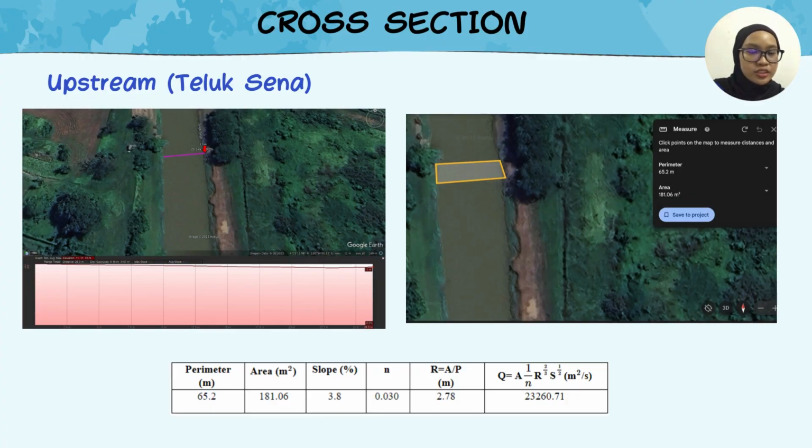Next is the cross-section for upstream in Teluk Sena. The first picture is the cross-section and elevation profile, and the second picture shows how to get the perimeter and area. We insert these into a table for the calculation. We got the slope from the elevation profile and we use n as 0.03, with hydraulic radius from area and perimeter, and then we got the flow using the formula. The answer is 23,260.71 meter per second.